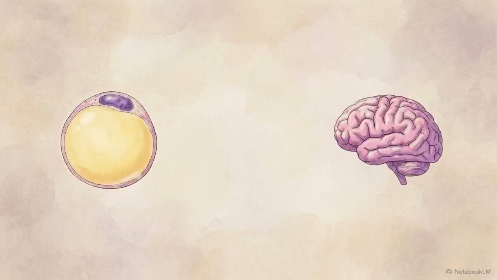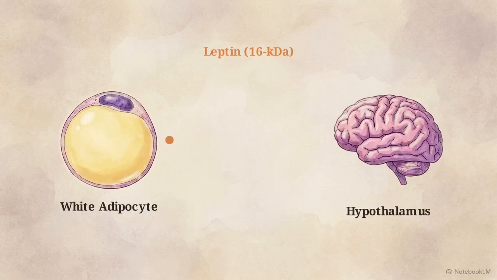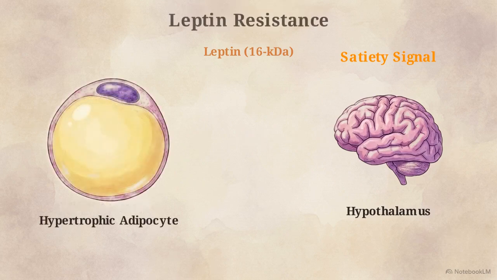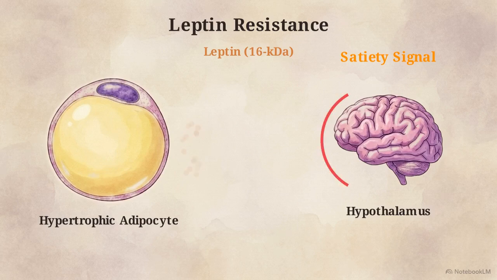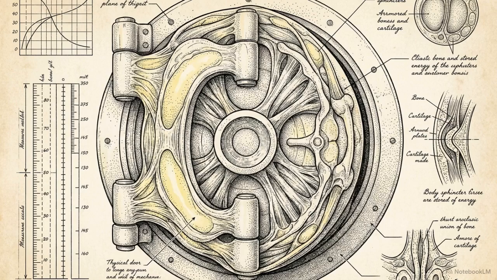While managing these lipid levels, white adipocytes also secrete leptin. This 16 kilodalton hormone travels to the hypothalamus to act as a satiety signal. A common clinical observation in obesity is leptin resistance. While these patients produce high levels of the hormone, their target receptors are unresponsive, which negates the satiety signal. This demonstrates that white fat is a responsive chemical bank that constantly reports energy levels to the brain.